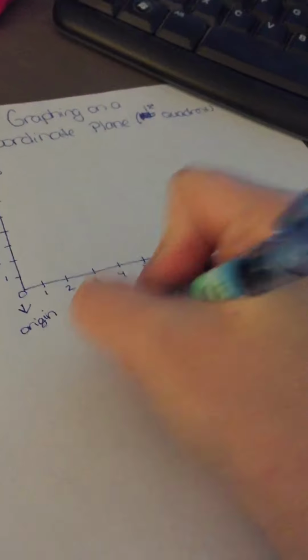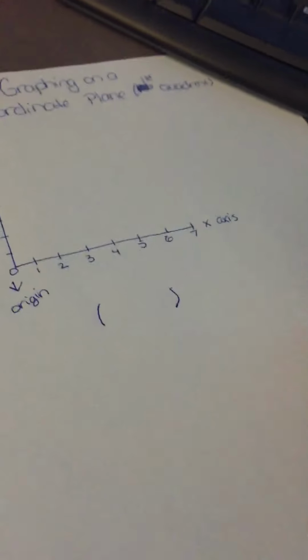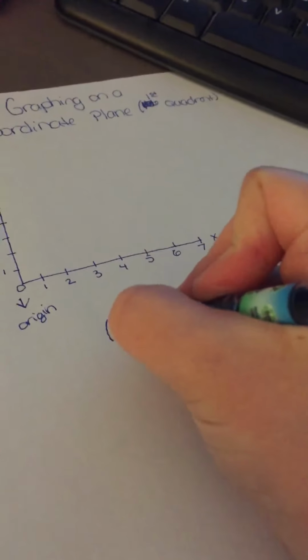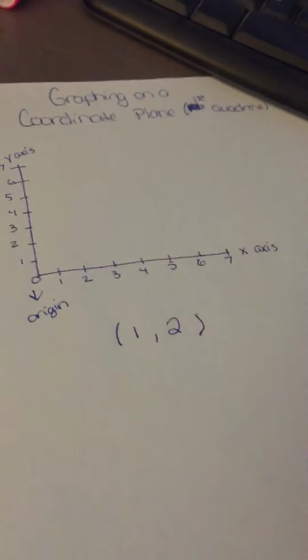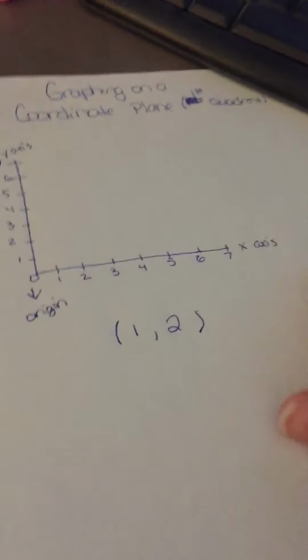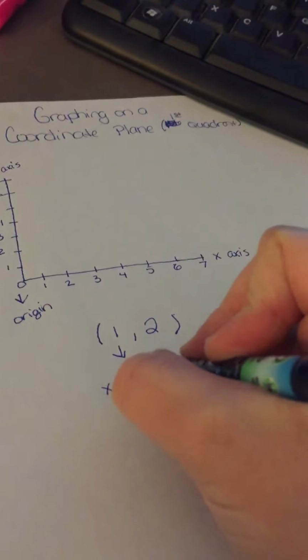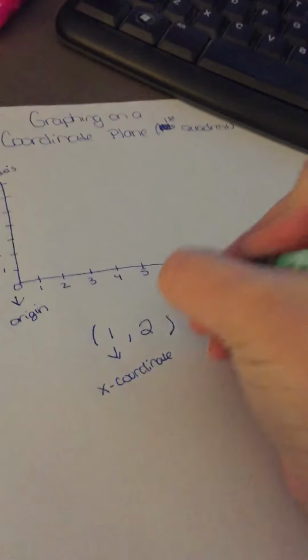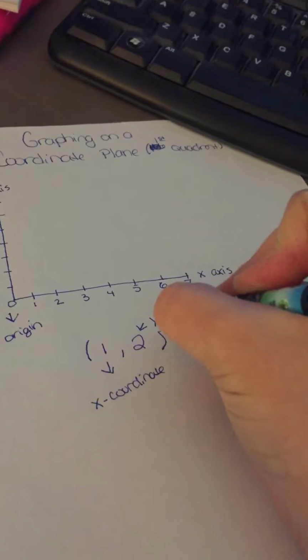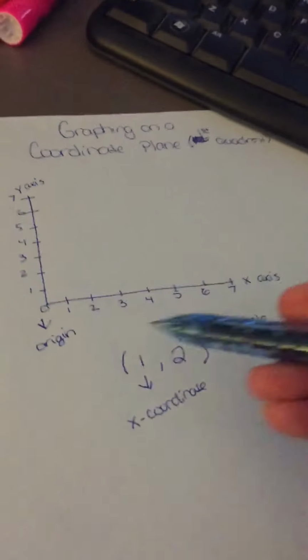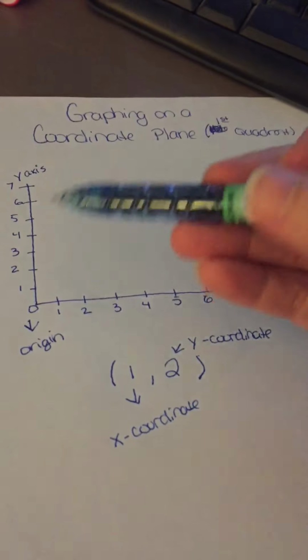Along with that, we need to discuss ordered pairs. Ordered pairs are the coordinates that tell you where to plot a location on a coordinate plane. An example of an ordered pair might be 1, 2, always separated with a comma and closed with parentheses. The first number is always your x coordinate, and the second number is always your y coordinate. So we can use these coordinates to help us locate a point on our plane.